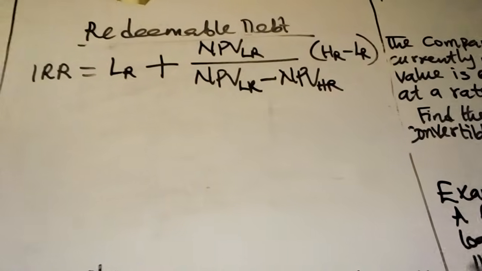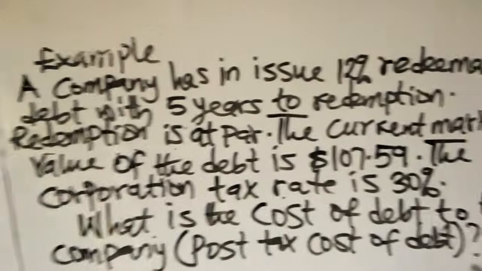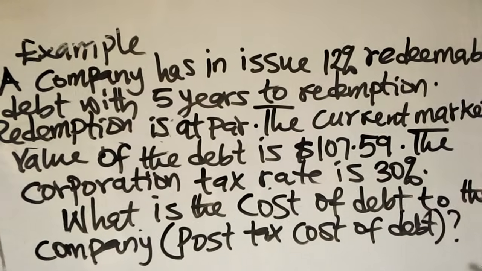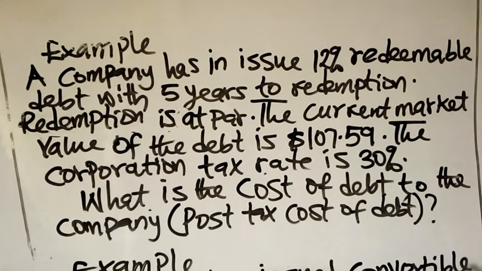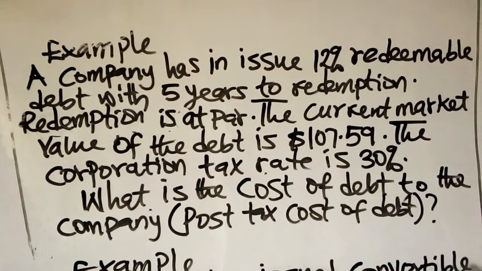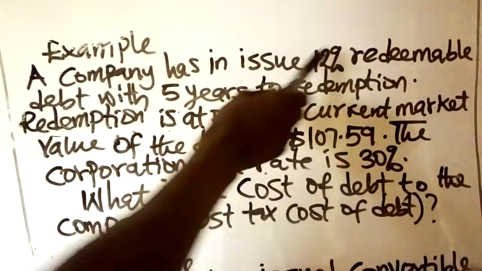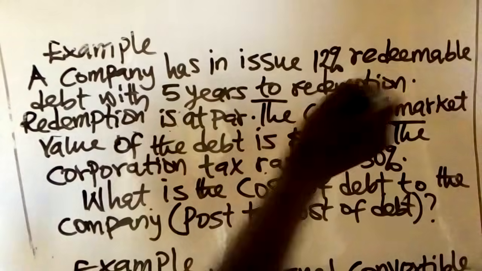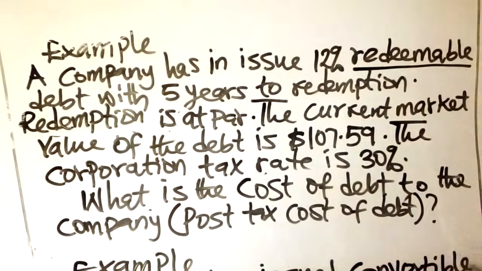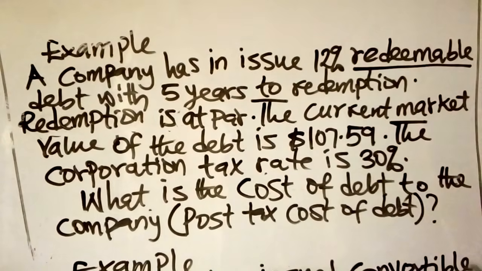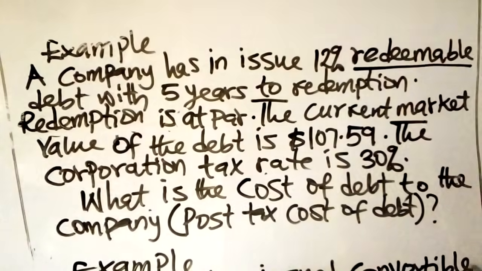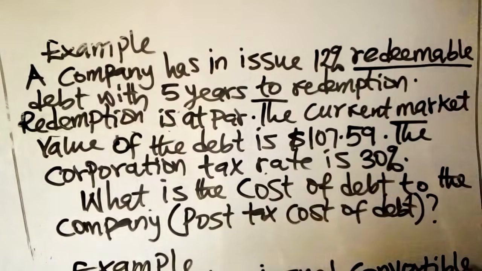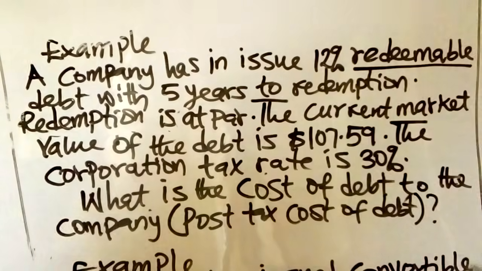So we want to take a question as a worked example. A company has in issue 12% redeemable debt. You know, this is redeemable, it's different from irredeemable. I've told you that for an irredeemable debt, you make use of the formula I've given you. But because it is redeemable, that means you want to use the internal rate of return. So, a company has in issue 12% redeemable debt with 5 years to redemption.